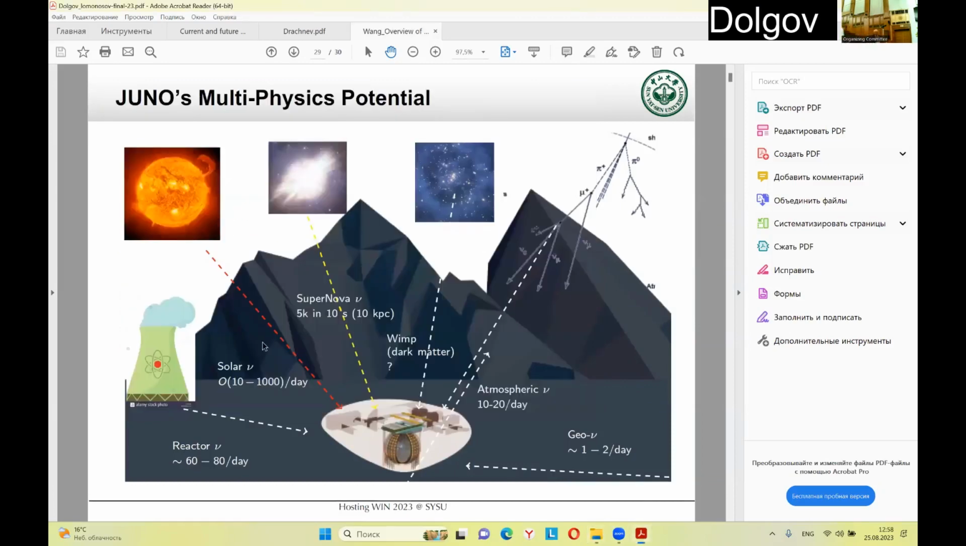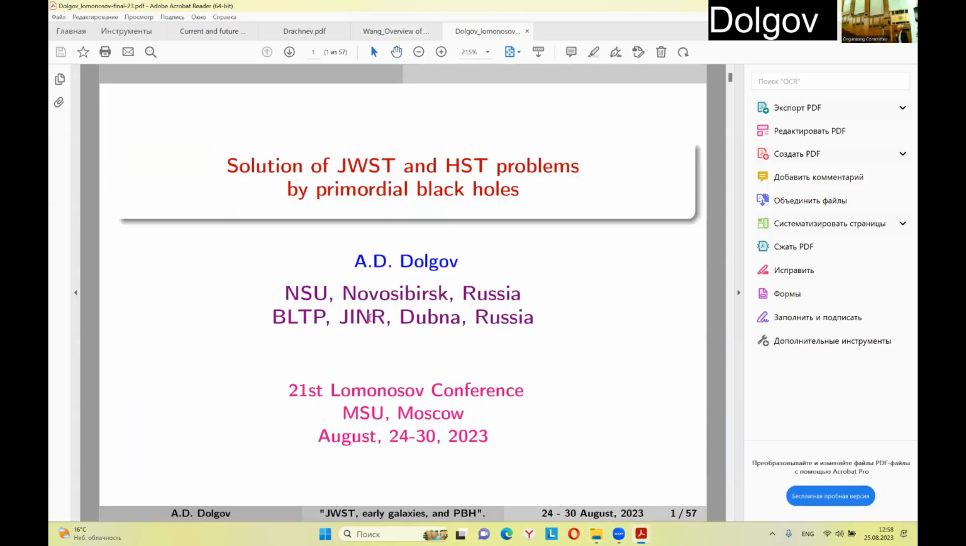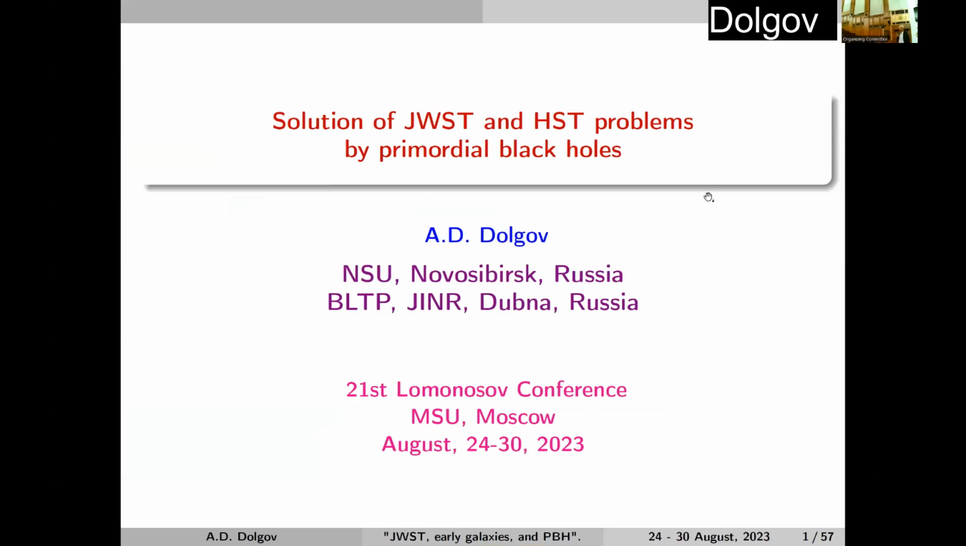Thank you. My subject is quite different from all the rest presented today. I will talk about problems which were found in observations of the James Webb Space Telescope and Hubble Space Telescope, and the way they can be solved by an assumption suggested many years ago, practically 30 years, in our old paper. There are also some new data and further development of this approach.